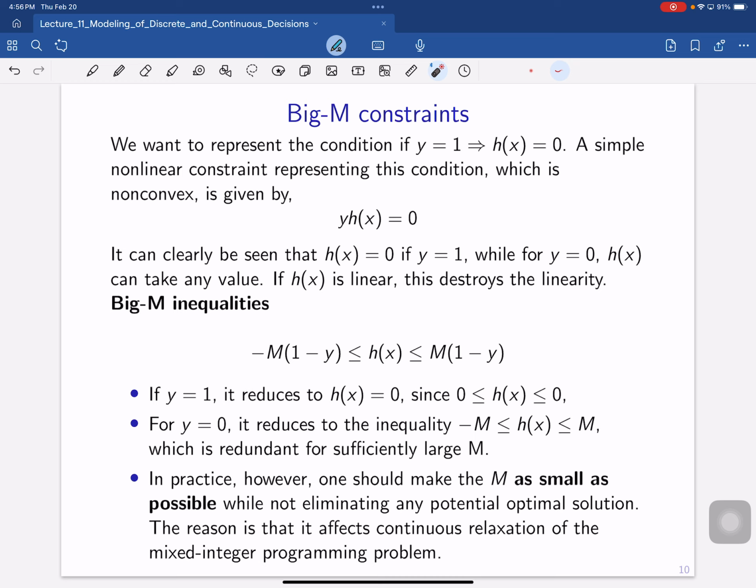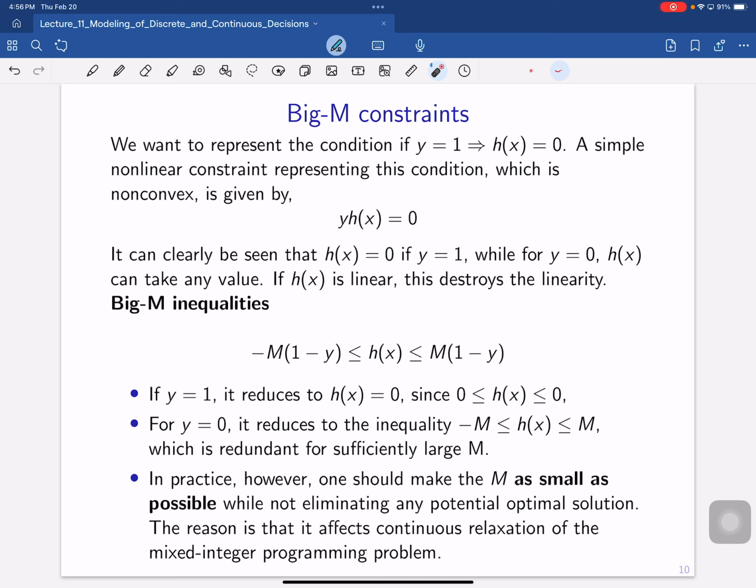Any other questions? Student: Can h be a nonlinear function? Instructor: Yeah, h can be a nonlinear function. You need to derive the right big M value for that nonlinear function from the bounds on the x variables. When h is nonlinear, you should derive a non-trivial big M.